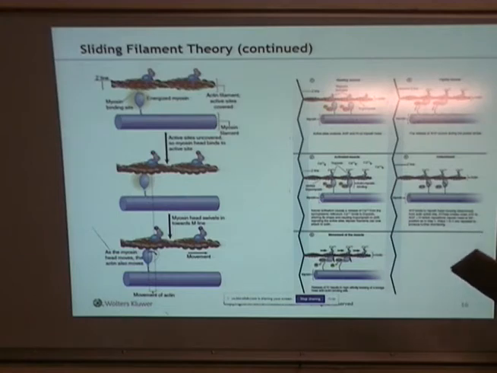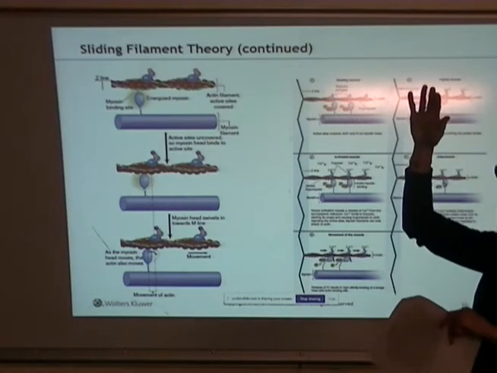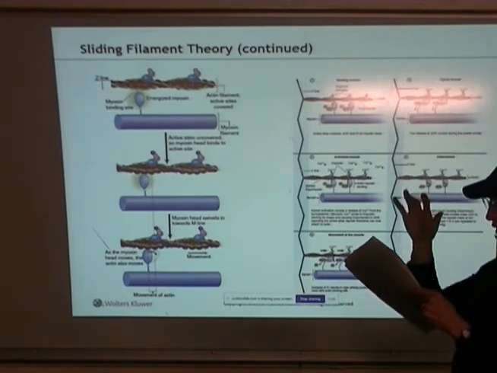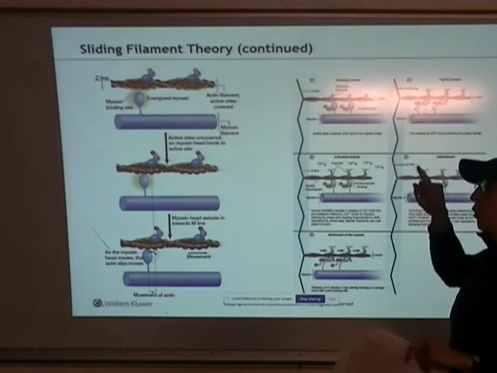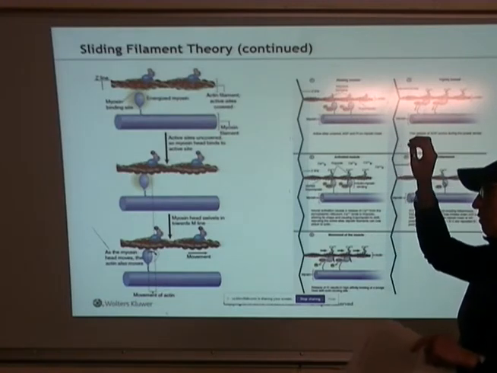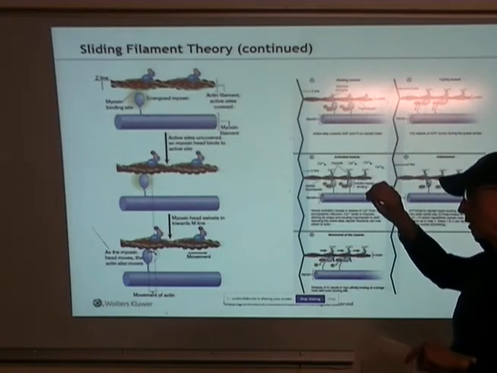All right? And that energy is used to cock the head back and attach. And that's going to continue to cycle over and over as long as calcium is available in the muscle cell, all right?